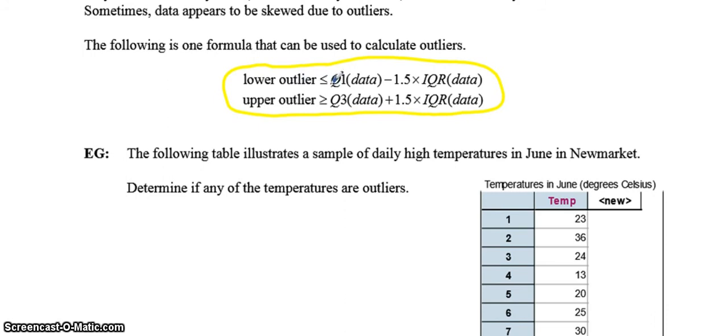So, any number that is less than Q1 minus 1.5 times the interquartile range is a lower outlier, and any number that is bigger than Q3 plus 1.5 times the interquartile range would be an upper outlier.